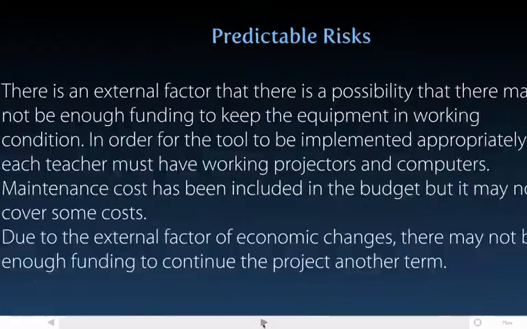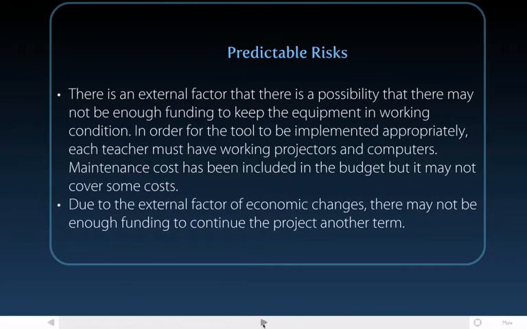Predictable risk. There's an external factor. There's a possibility that there may not be enough funding to keep the equipment in working condition. In order for the tool to be implemented appropriately, each teacher must have working projectors and computers. Maintenance cost has been included in the budget, but it may not cover some costs. Due to the external factor of economic changes, there may not be enough funding to continue the project another term. That is, if the maintenance cost outweighs predicted costs.